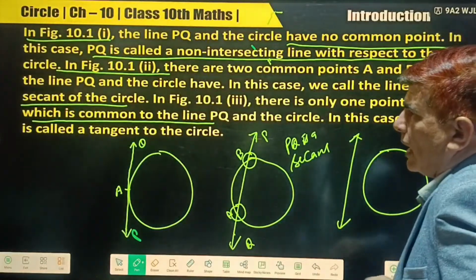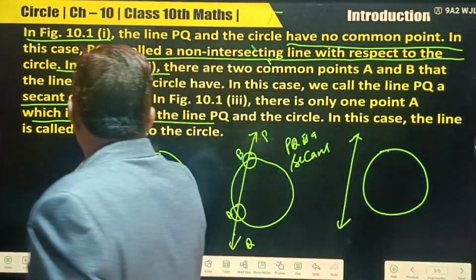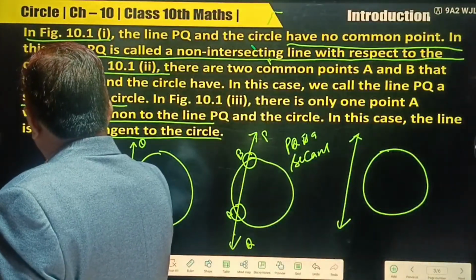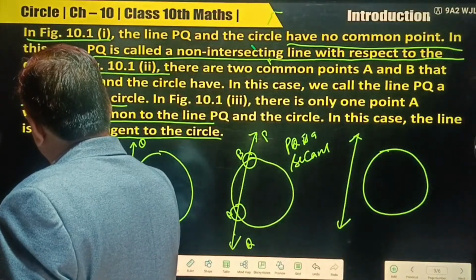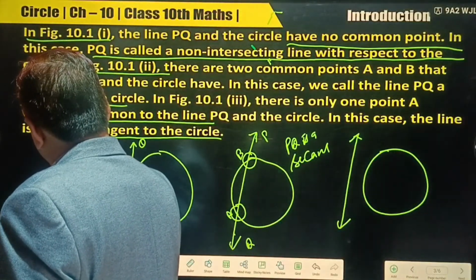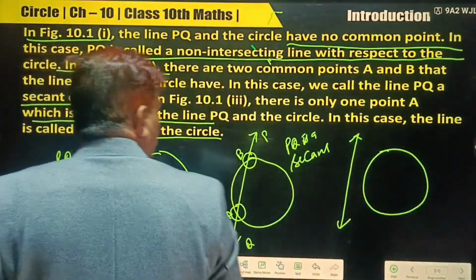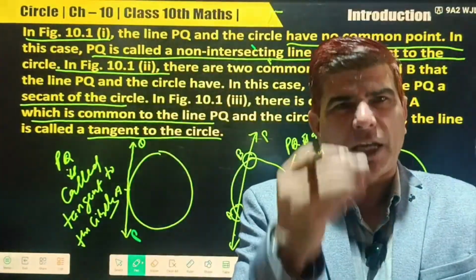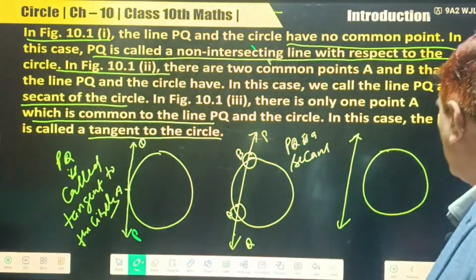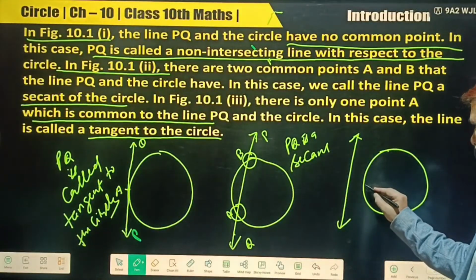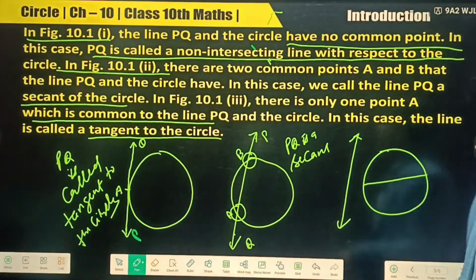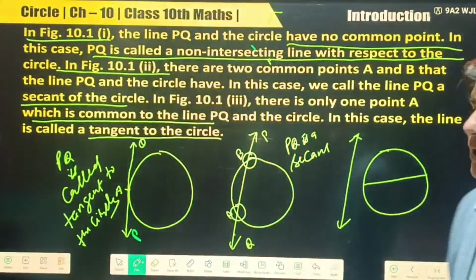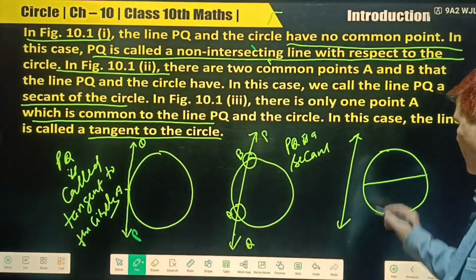So in this case, the line is called a tangent to the circle. This PQ is called a tangent to the circle. And I already told you, tangent is a special case of secant. How is tangent a special case? So look one time. I already told you, diameter is the greatest chord of the circle. So you can say diameter is the greatest secant of the circle.